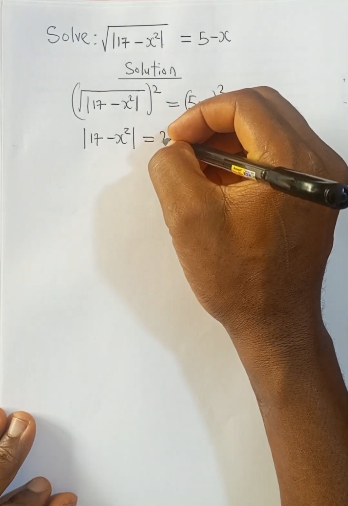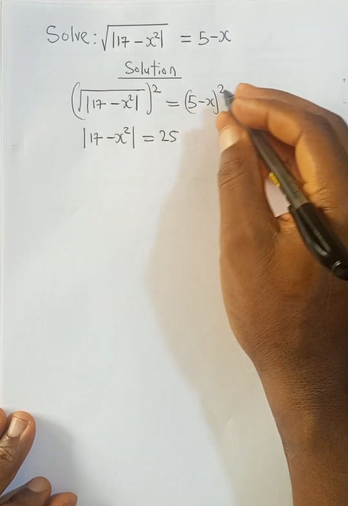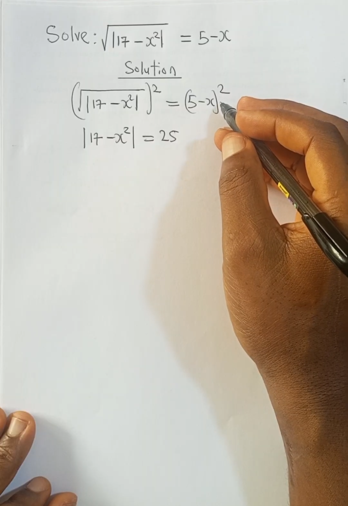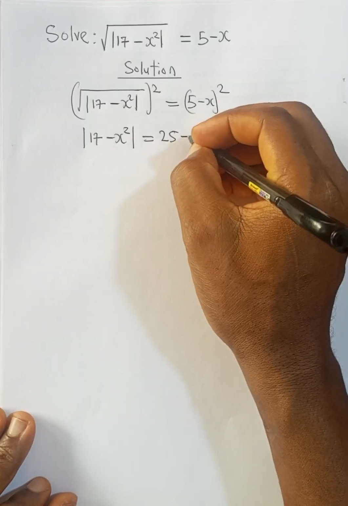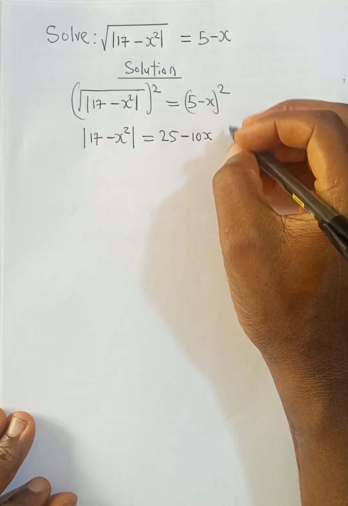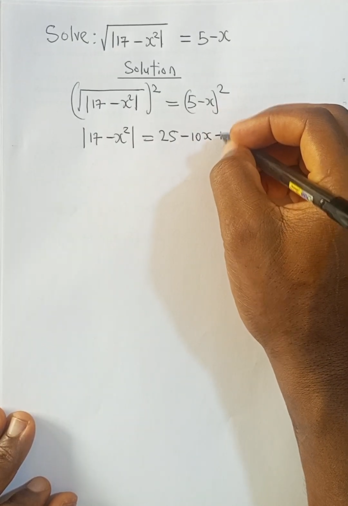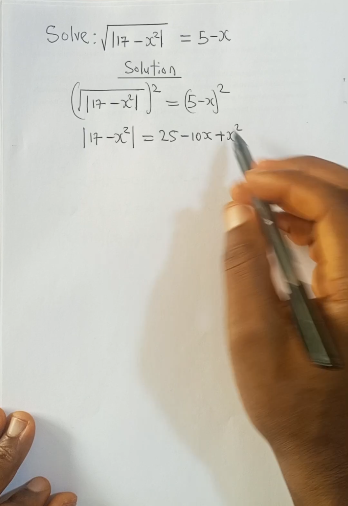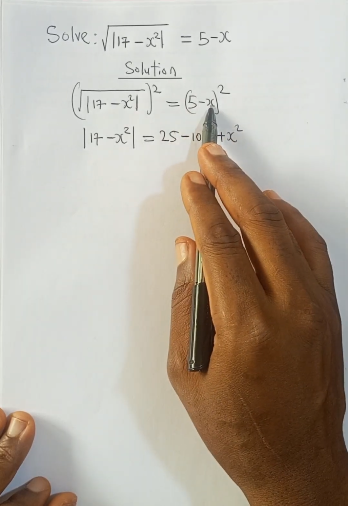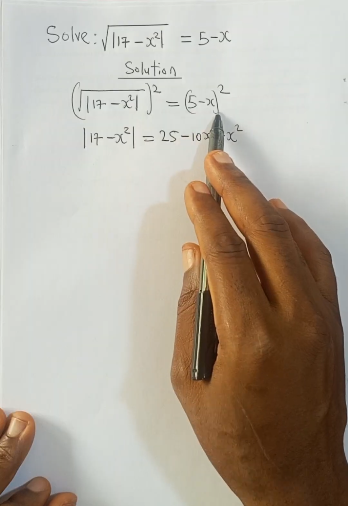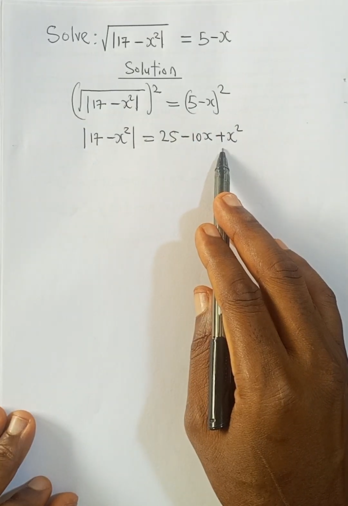5 squared is 25, that is 5 times 5. This bracket needs to be doubled. 5 times x minus 5x, minus 5x, minus 10x. Then minus x times minus x is equal to plus x squared. So if you expand this, making this bracket twice and opening the bracket, this is what you will get. Are you with me?